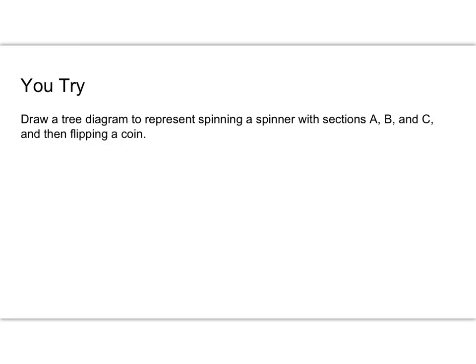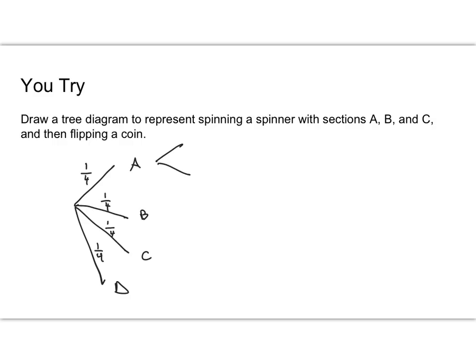Okay, so the first event has 4 possible outcomes. I could spin an A, a B, a C, or a D, and these are all equally likely. Sometimes these aren't equally likely, so these branches won't always be the same, but that's for another day. All right, and then the second event is tossing a coin. So no matter what I spin on the spinner, I could flip a head or a tail no matter what.